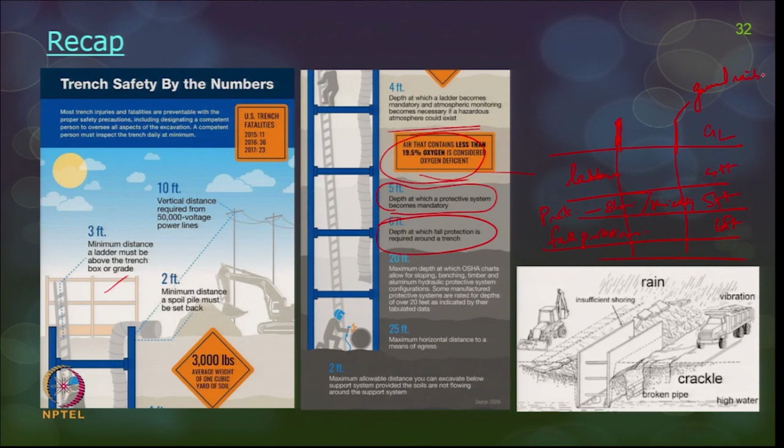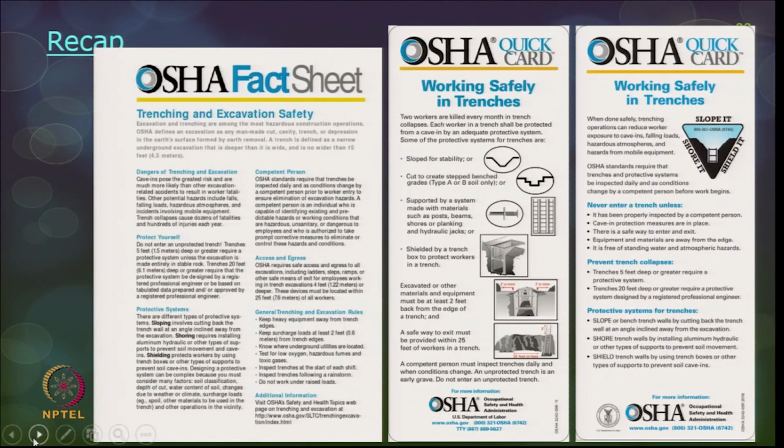Okay. And 20 feet is the maximum depth wherein you can think of shoring, sloping, benching and so on, and at 25 feet you may have to have a horizontal distance for means of egress. Okay. So, this is a chart on different numbers, so that you will easily understand what is there if you want to prevent accidents.